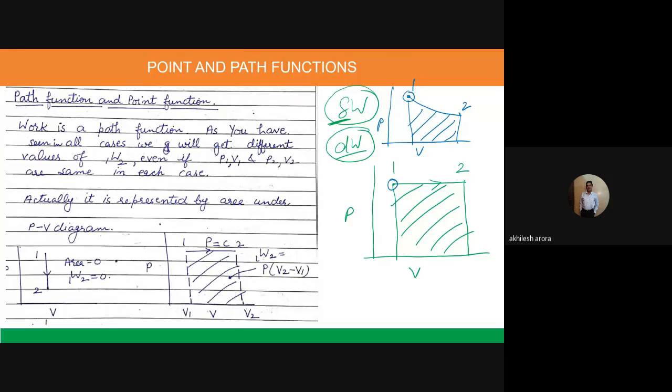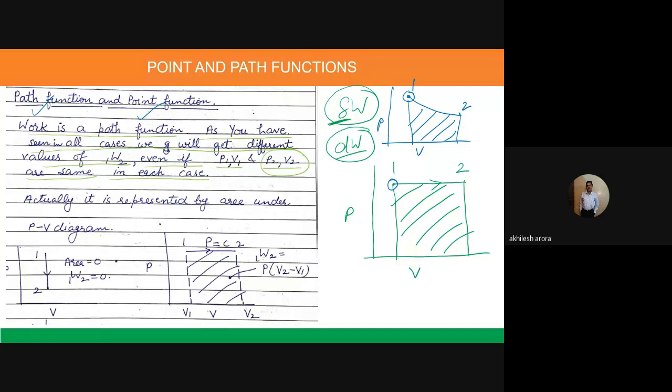Now I will read what is the difference between these things actually. So, path function and point function. Now, work is a path function. As you have seen, in all cases we get different values of W1 to 2, even if P1 V1 and P2 V2 are the same in each case. Even then the value of work will be different. Actually, in case of constant pressure, P1 and P2 will not be the same as in other cases. So it is not true for every case, but in many cases it can be true also.